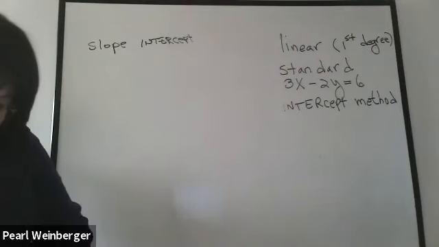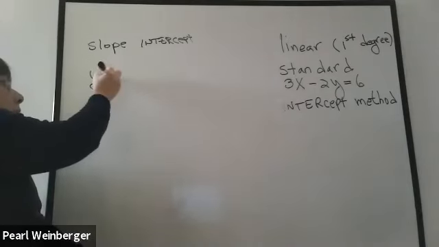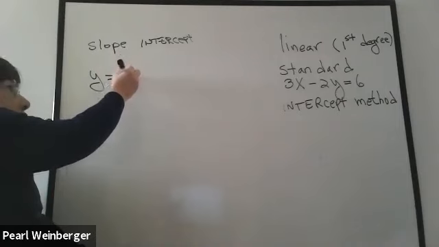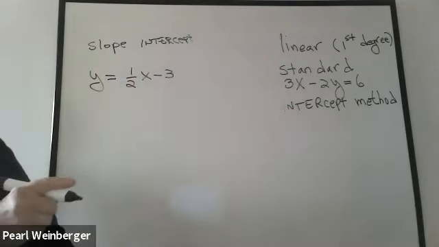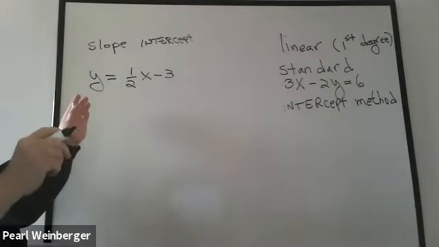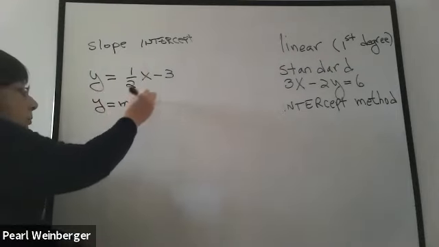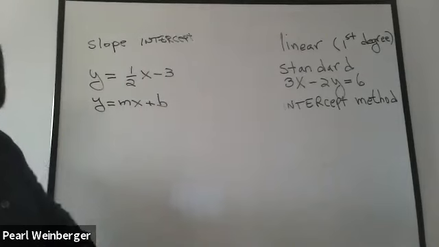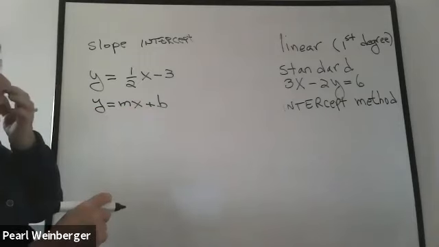Let's say I gave you an equation that looks like this. Y equals 1/2 x minus 3. You might have heard this being called the y equals mx plus b form of the line. Have you ever heard that term, y equals mx plus b? That stands for the slope intercept form of the line.